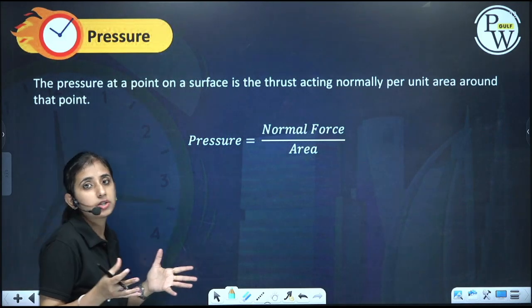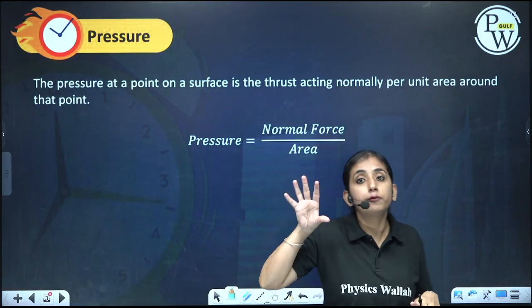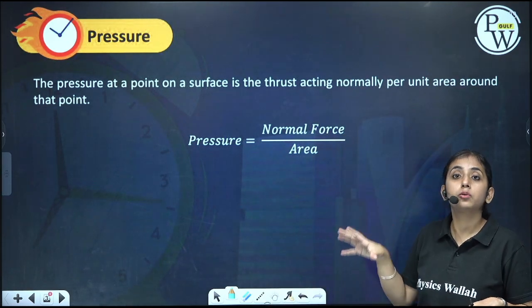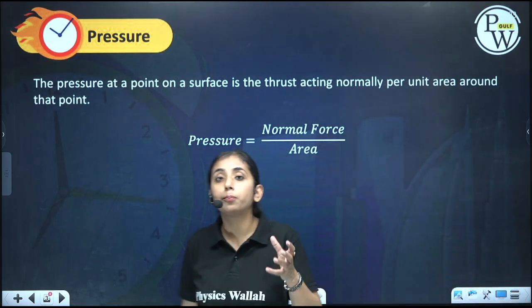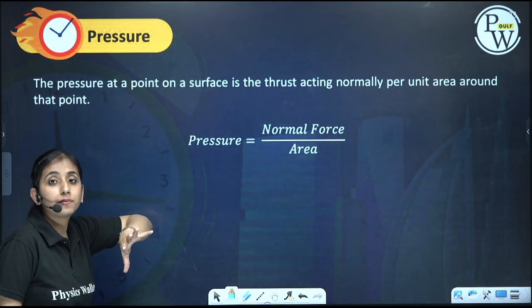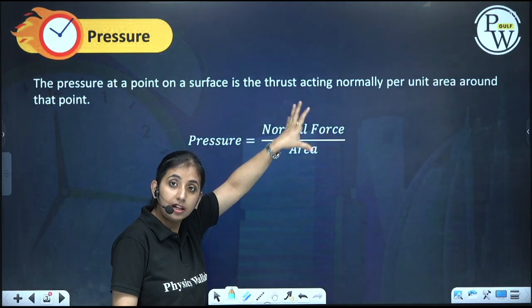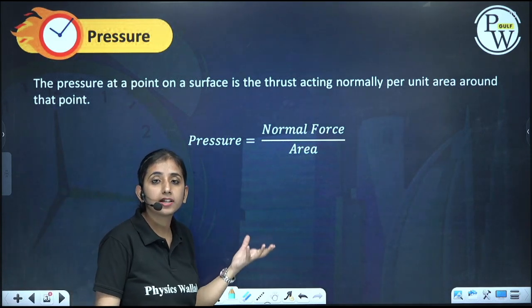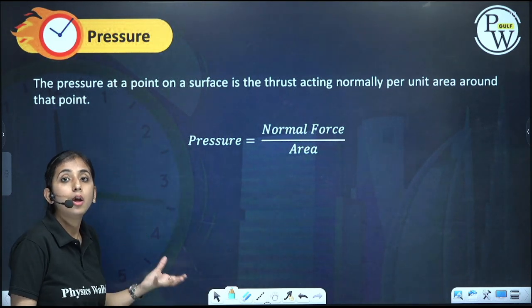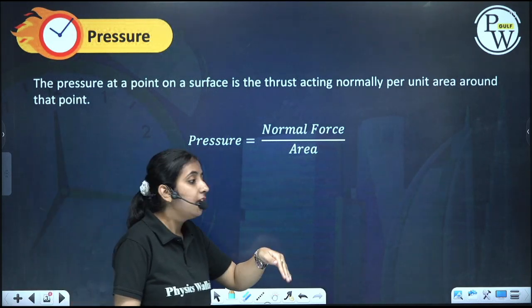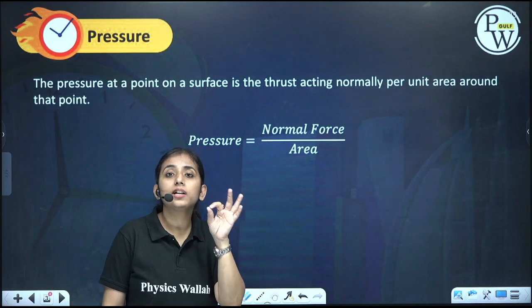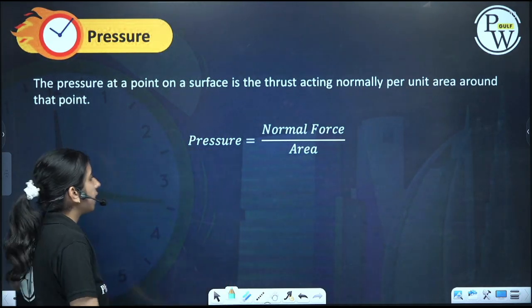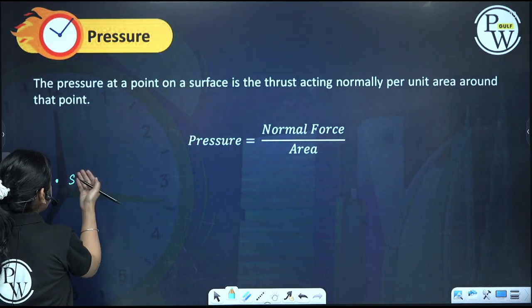Now what is pressure? If we exert a force on any surface normally to that surface, then pressure is equal to normal force by area. The pressure at any point on a surface is the thrust, the force acting normally per unit area around that point. If force is acting at any angle, then only the perpendicular component will contribute to pressure, the tangential component doesn't contribute to pressure. Pressure is a scalar quantity.